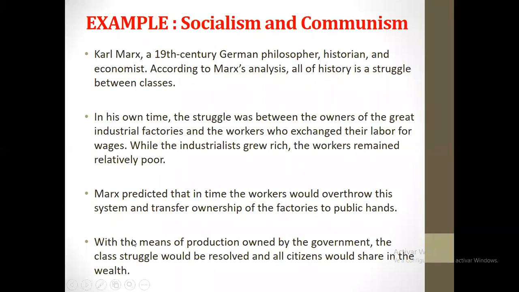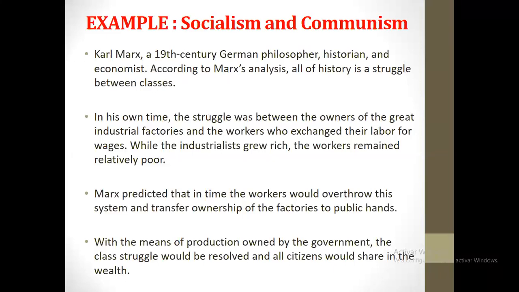Yeah. With the means of production owned by the government, the class struggle would be resolved and all citizens would share in the wealth. Everybody would share the same wealth. That's the idea according to Mr. Karl Marx. Pero definitivamente el comunismo puro no existe.